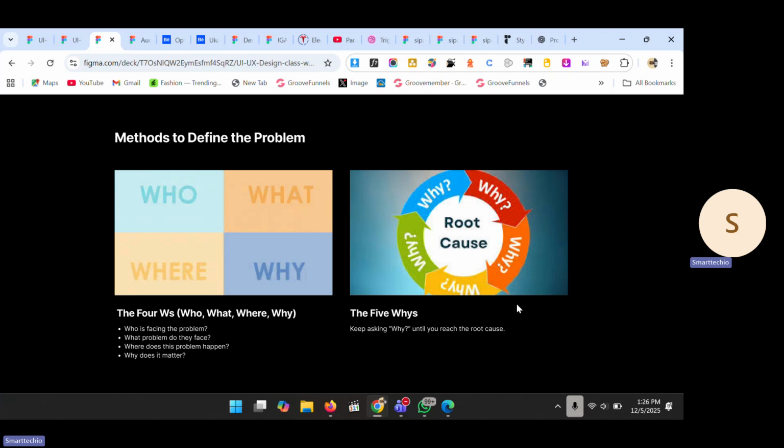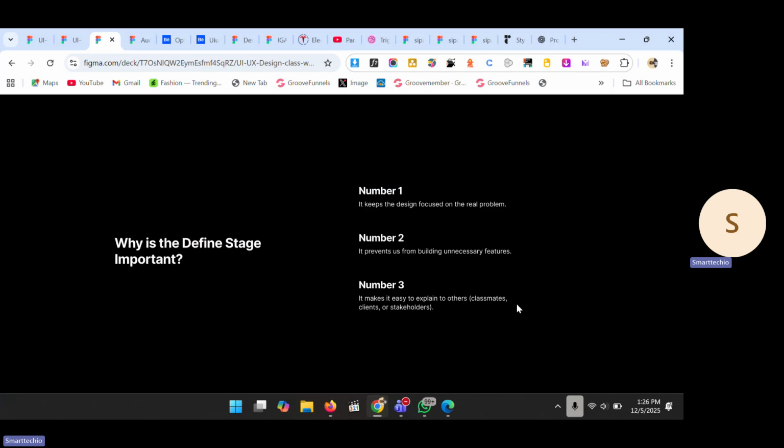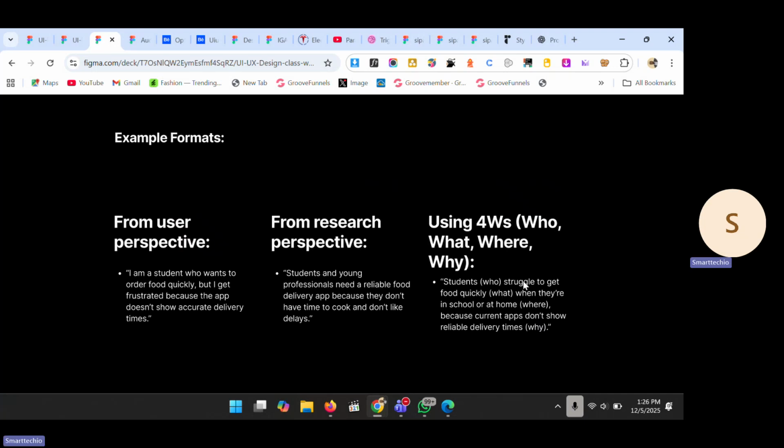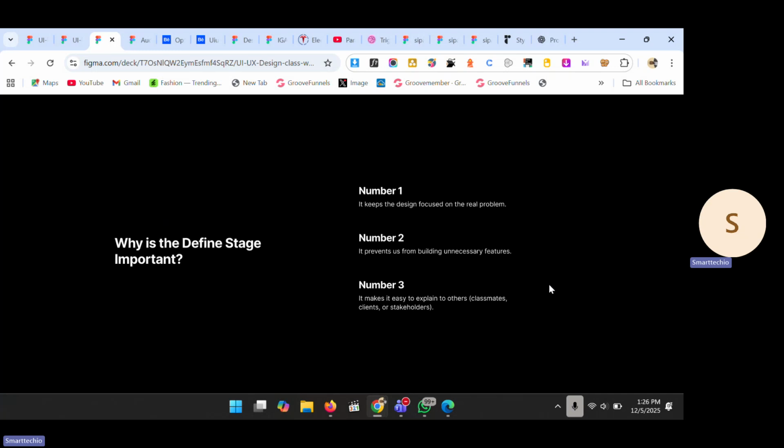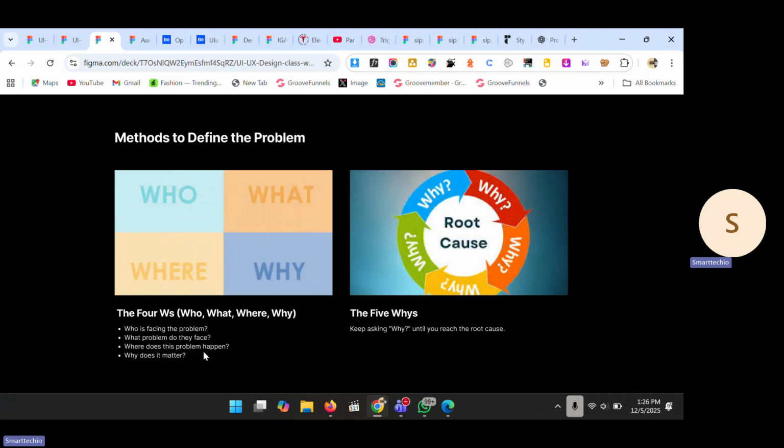The first one is who, what, where, and why. That's what I just explained. So the four W's: who is facing the problem? If you see the case study that I just showed you, the person facing the problem is the student. What kind of problem are they facing? They struggle to get food quickly. So where does the problem occur? Maybe anytime they are at home or in school. Why? Because they did not have order tracking.